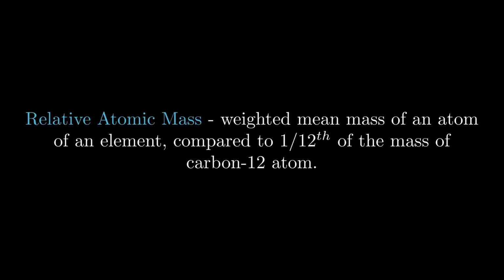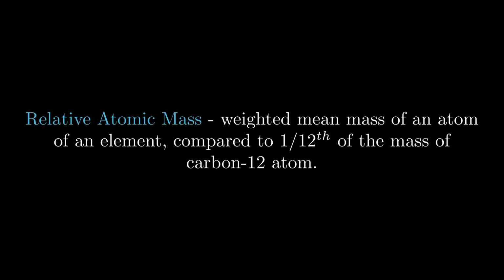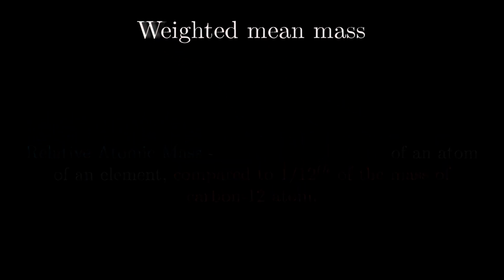The OCR A-level chemistry definition is as follows. It is the weighted mean mass of an atom of an element compared to 1/12 of the mass of a carbon-12 atom. Whoa, that makes so much sense. In reality though, it's a very confusing definition. There are two key points. The first is about weighted mean mass, while the second touches on the relative mass concept that is used in the periodic table. Let's start by breaking down the first point.